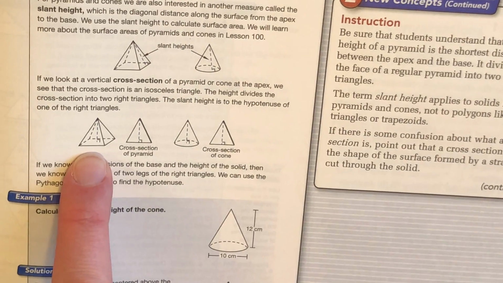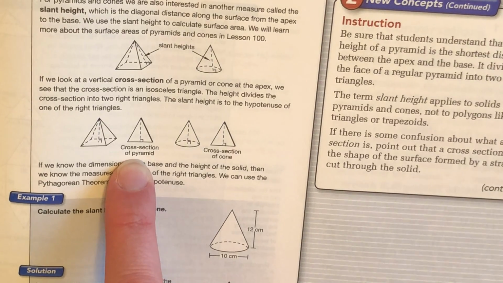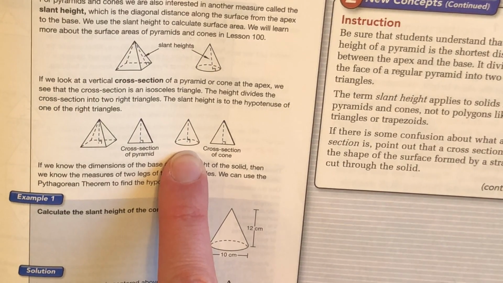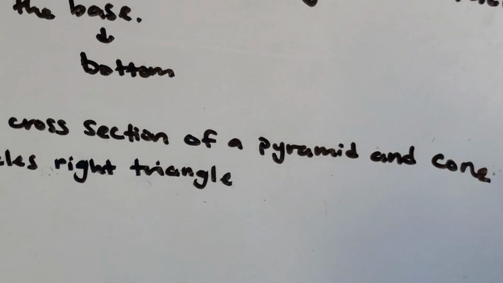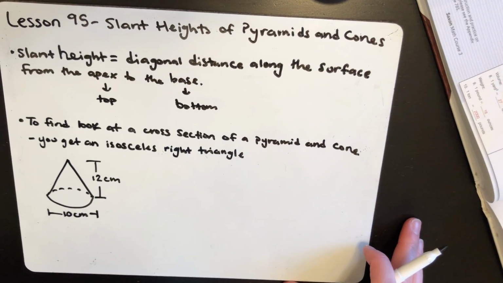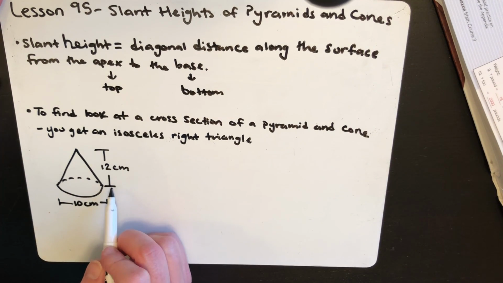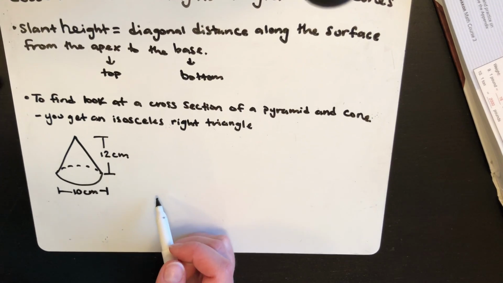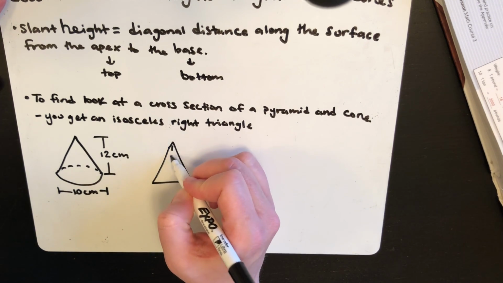So if I take my pyramid and I cut it like I was cutting a pyramid-shaped birthday cake, my cross section would look like an isosceles right triangle. The same thing would happen if I had a cone-shaped birthday cake. If I cut a cross section of it, I would get an isosceles right triangle. So here is an example of a cone here. My height is 12 and my base across is 10 centimeters. If I cut this birthday cake, I would end up with an isosceles right triangle.